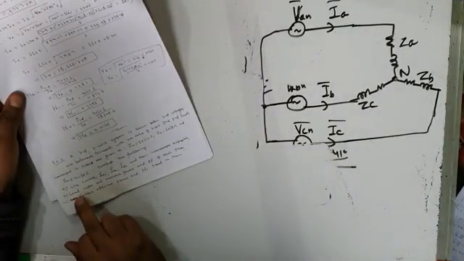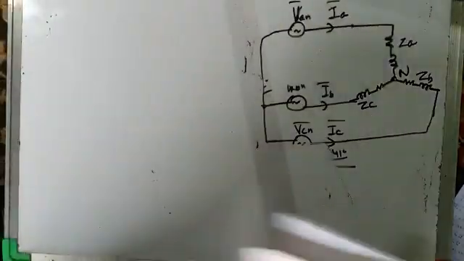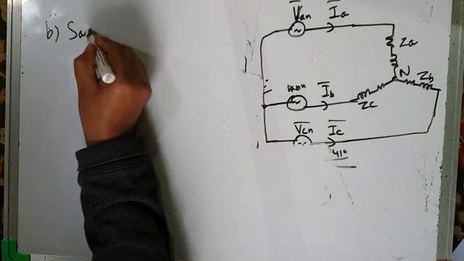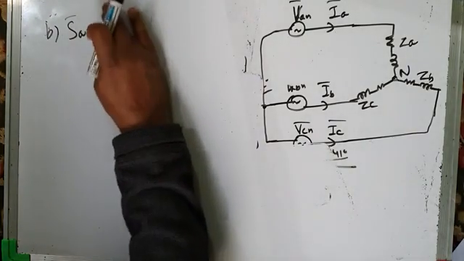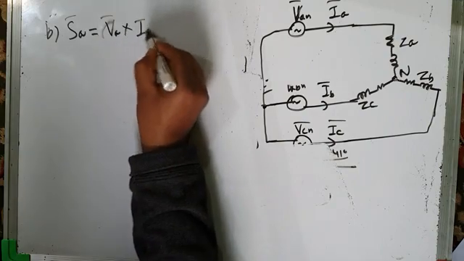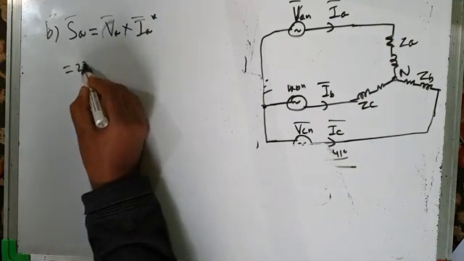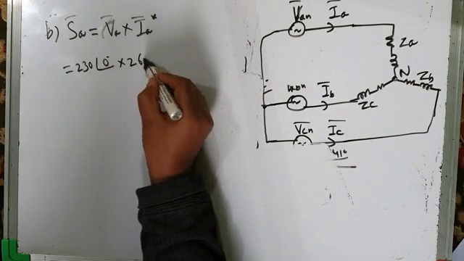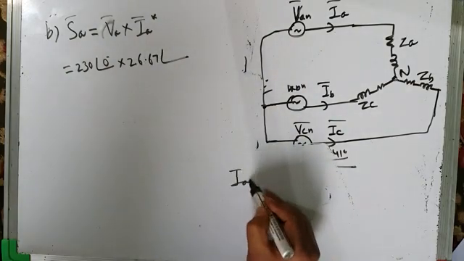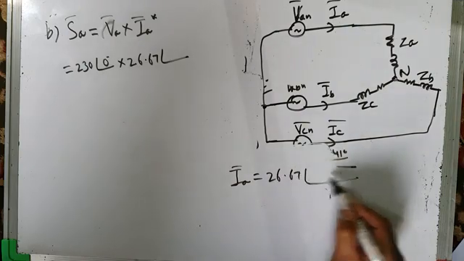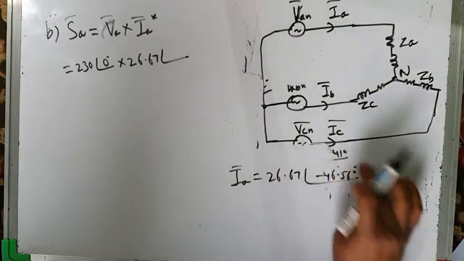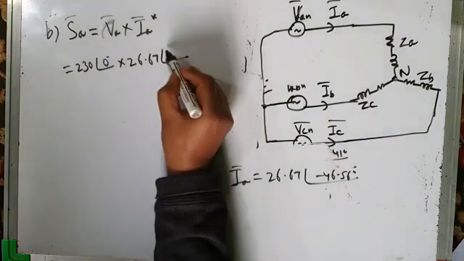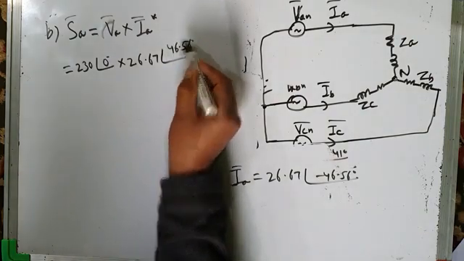In part B, what you have to calculate? Load active and reactive powers and power factor of each phase. Let us find the apparent power of phase A, that is equal to the voltage phasor into the complex conjugate of the current phasor. VA is 230 at an angle of 0 degrees into current IA. Just a few moments back we computed that IA was 26.67 at an angle of minus 46.56 degrees. When you find its complex conjugate, the magnitude will remain the same, but the phase angle will go from minus to plus. Here it is minus, here it will become plus 46.56 degrees.